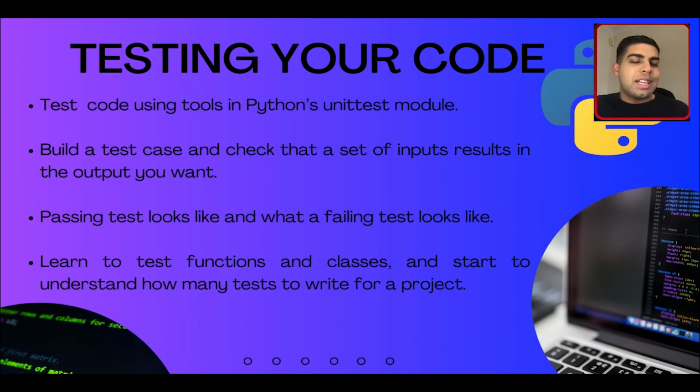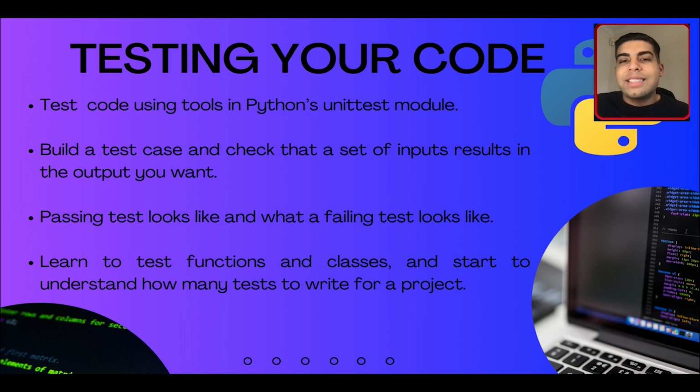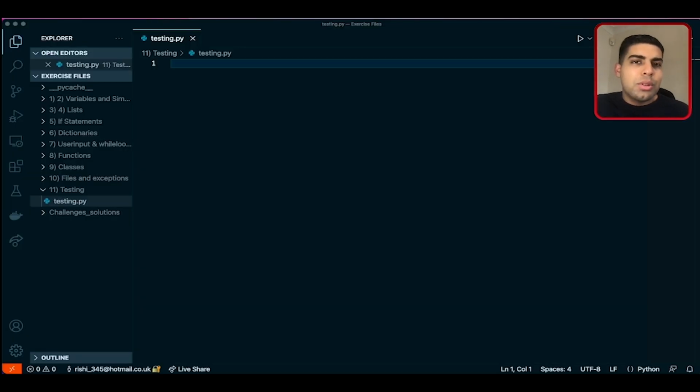So in this chapter, what are we going to learn? Well, you'll learn how to test your code using tools in Python's unittest module. You'll learn to build a test case and check that a set of inputs results in the output that you want. And you'll see what a passing test looks like and what a failing test looks like. And then learning how a failing test can help you improve your code before finally learning how to test functions and classes so you can start to understand how many tests you need to write for a project. So with all that said and done, let's dive into this right away.